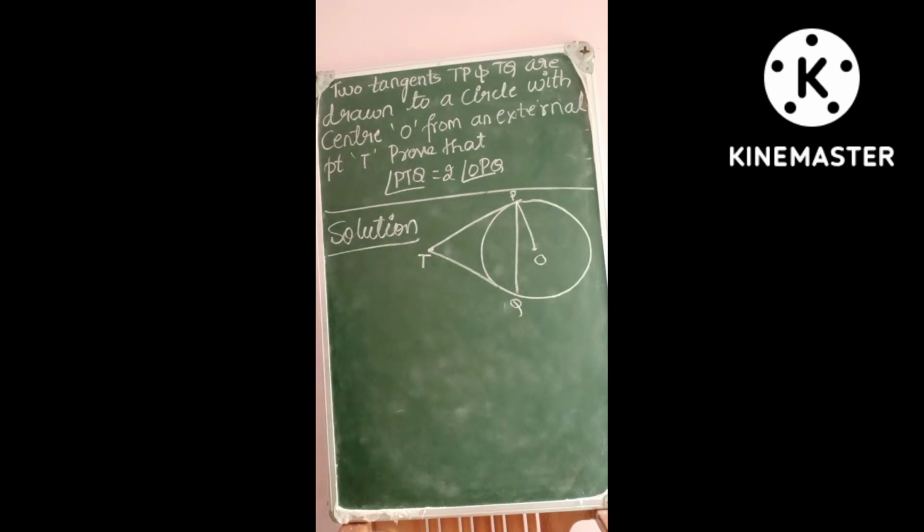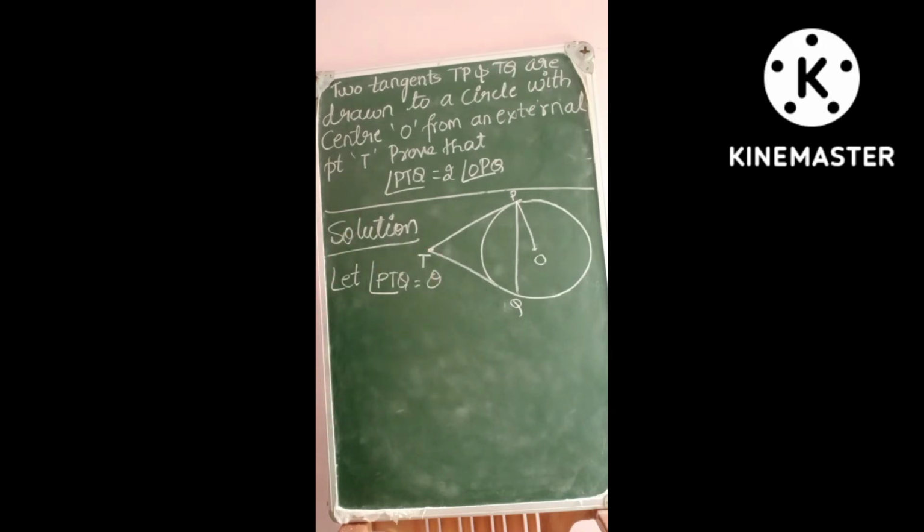Let us consider angle PTQ is equal to theta. Then by theorem 10.2 in your textbook, what is the theorem 10.2? Theorem 10.2 states that the lengths of the tangents drawn to a circle from an external point are equal. That is the theorem 10.2.